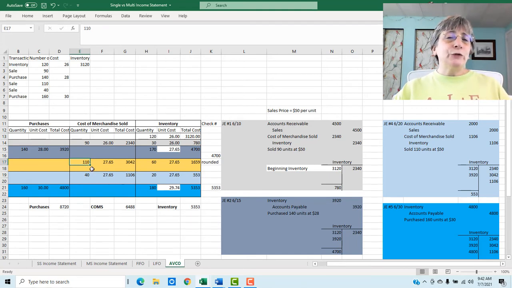So then we're going to sell 110 units to our customers. We're going to use that new average cost of $27.65, and that's going to give us a total cost for this transaction of $3,041.50. I rounded it up to make it a little easier on us.